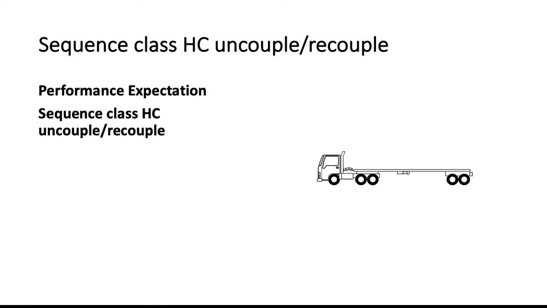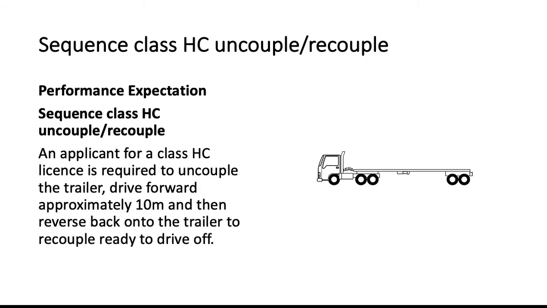So we say creep, lean, and look. Okay, there was also an error for the sequence of the Class HC uncouple recouple. An applicant for the Class HC license is required to uncouple the trailer, drive forward approximately 10 meters, and then reverse back onto the trailer to recouple, ready to drive off.